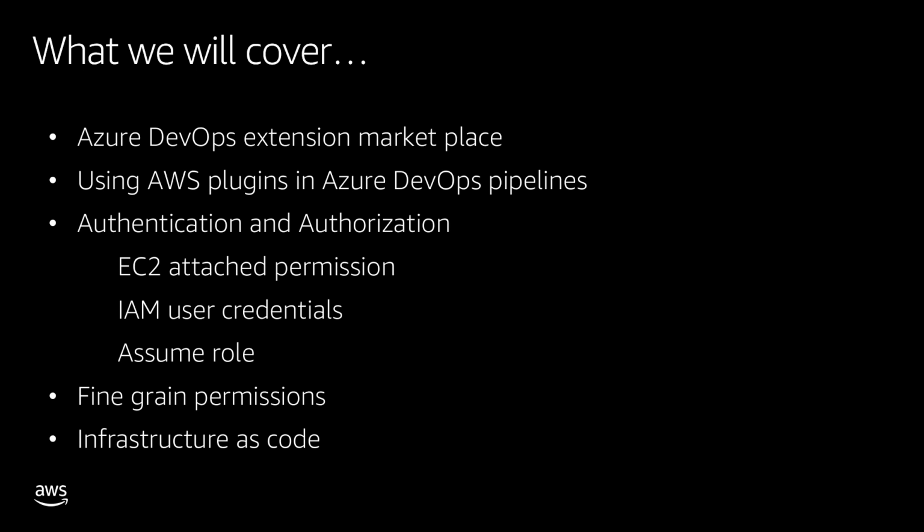One is we are going to attach a permission to our build machine and then use that permission to do a CloudFormation deployment. We are going to use IAM user credentials to do a deployment. And finally, we are going to use the assume role method to do a deployment. So these three authentication and authorization methods we already discussed before, but this is where we are going to put them in practice. You'll also look at fine-grained permissions, how to attach them, and also how to maintain your infrastructure as code in an Azure repository.